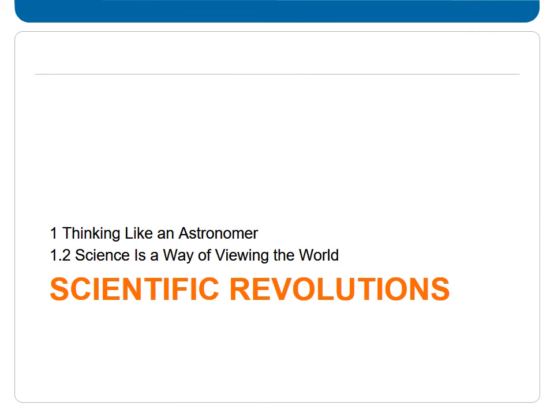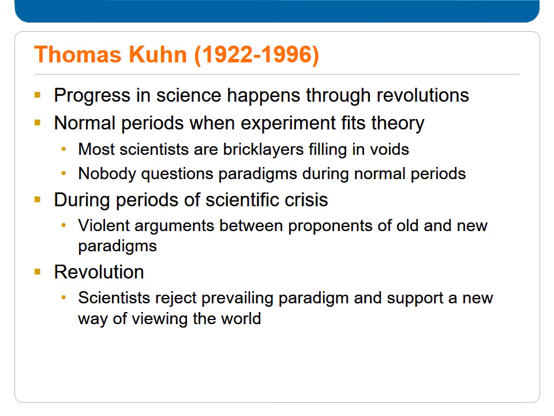This next set of slides introduces the topic of scientific revolutions. The idea of scientific revolutions dates back to Thomas Kuhn. Kuhn thought that progress in science happens through revolutions. Most of the time, researchers would find that experiments fit theory. During these normal periods, most scientists are bricklayers, filling in voids and giving further credence to existing theories. And not many people are questioning the paradigms of science.